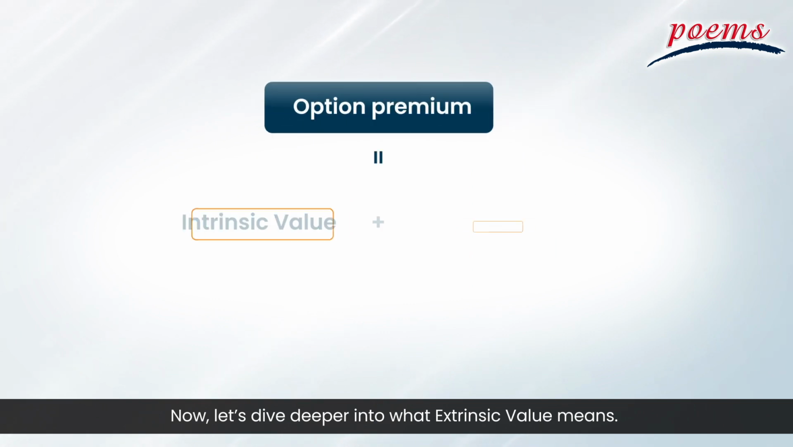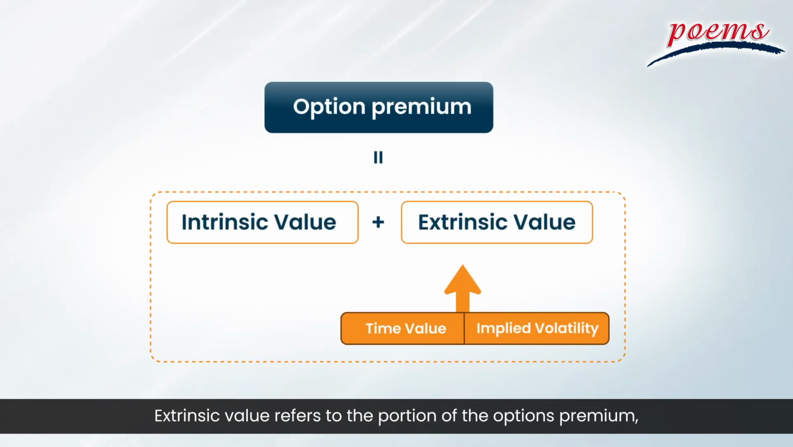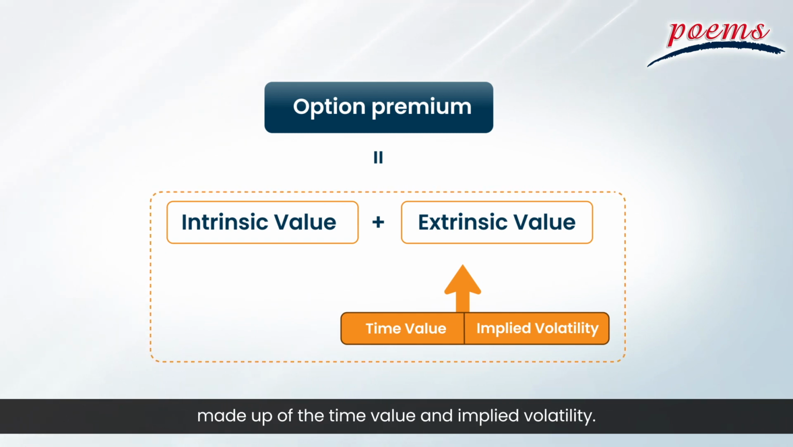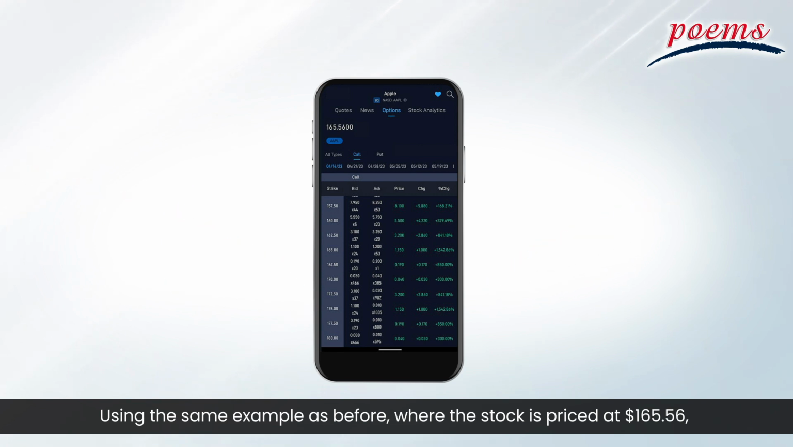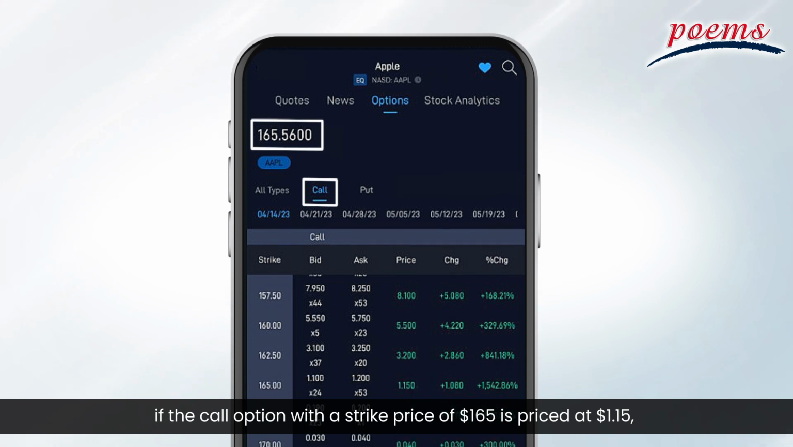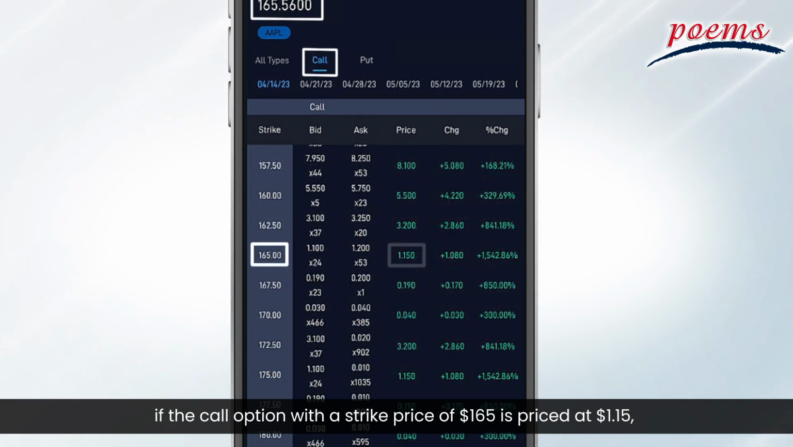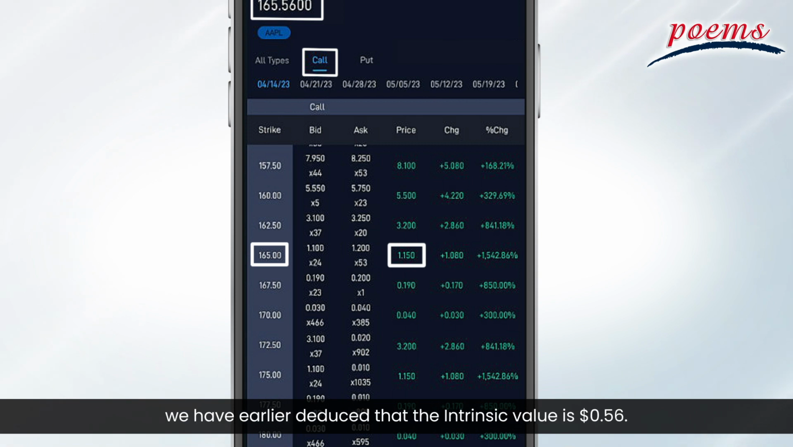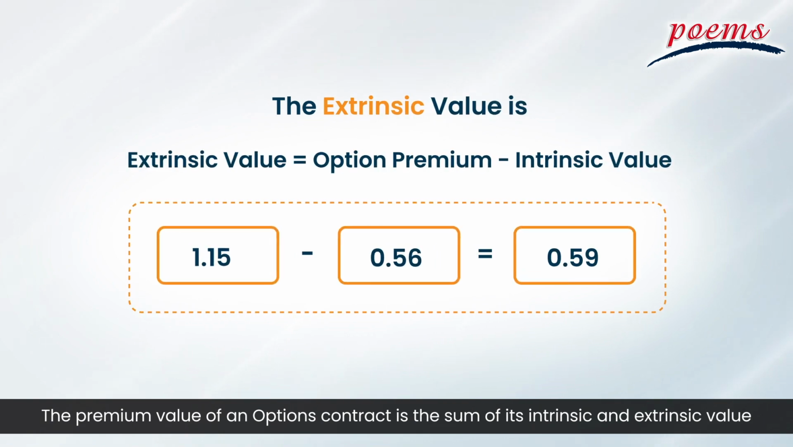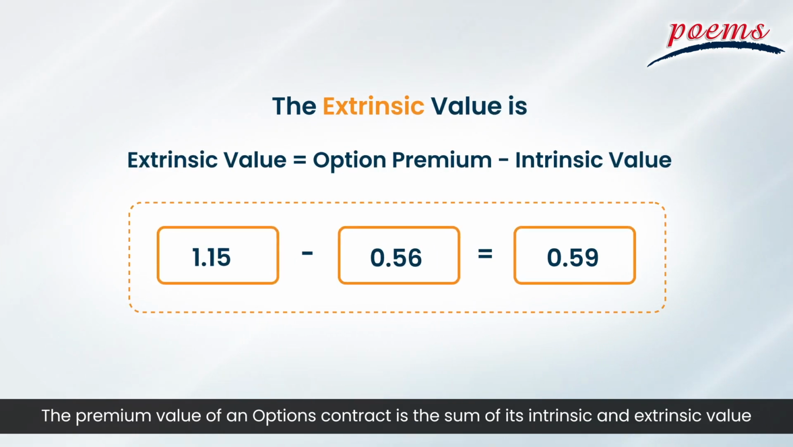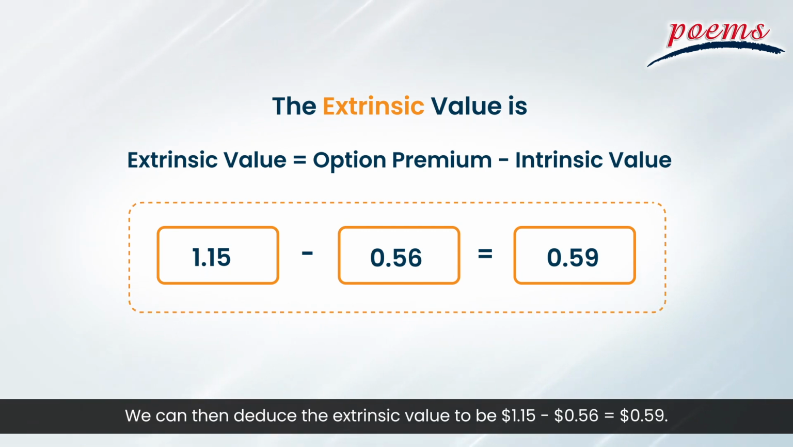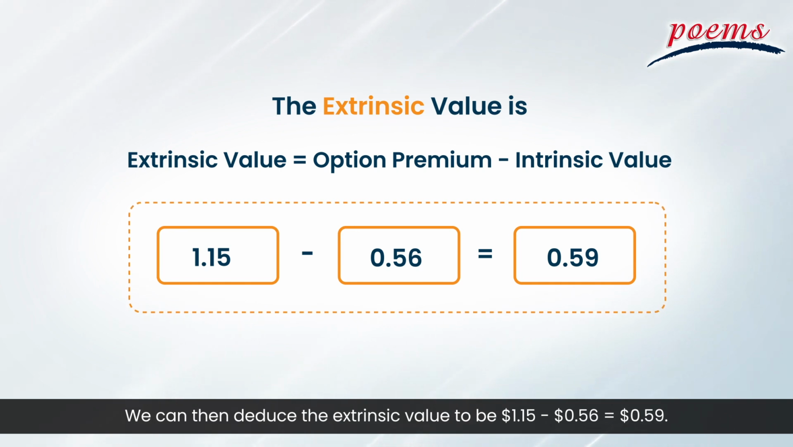Now, let's dive deeper into what extrinsic value means. Extrinsic value refers to the portion of the options premium, made up of the time value and implied volatility. Using the same example as before, where the stock is priced at $165.56, if the call option with a strike price of $165 is priced at $1.15, we have earlier deduced that the intrinsic value is 56 cents. The premium value of an options contract is the sum of its intrinsic and extrinsic value. We can then deduce the extrinsic value to be $1.15 minus 56 cents equals 59 cents.